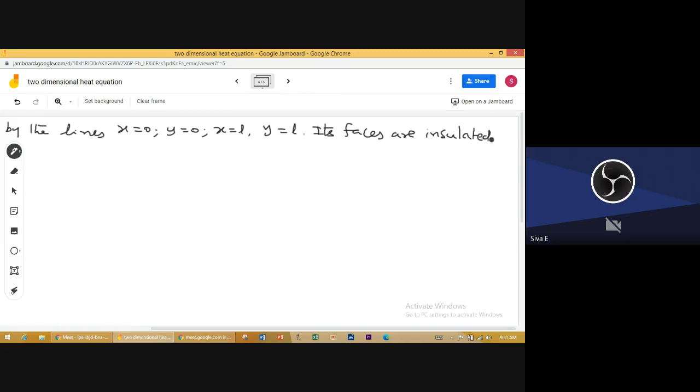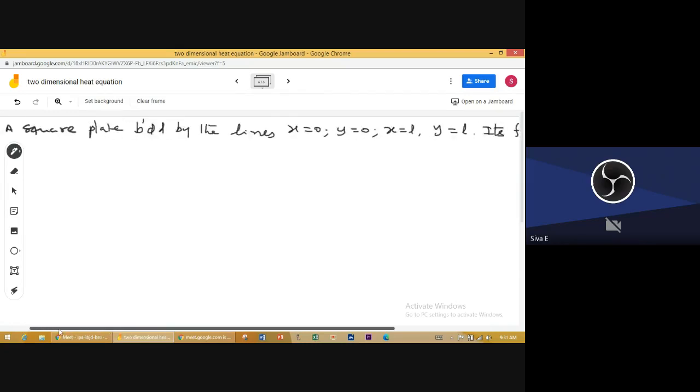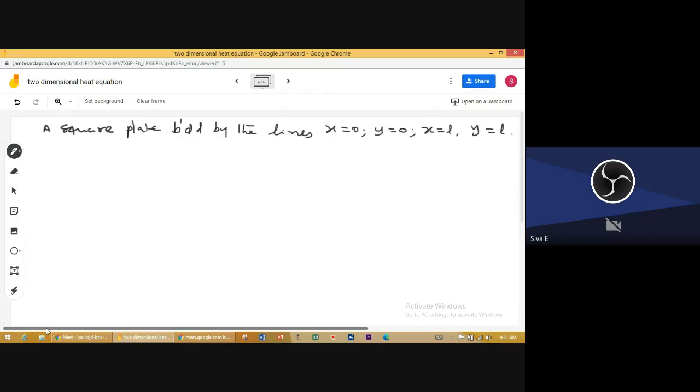Already I explained what is called insulated ends. Insulated means the temperature will not be immediately passed through the rod. Once it is uniformly heated in the rod, then only the heat will be transferred inside that rod. That is called the insulated ends.